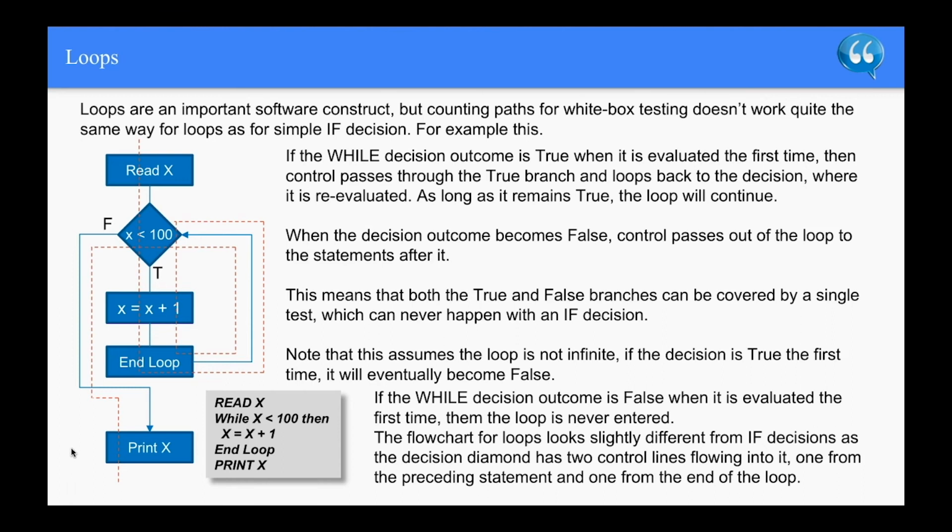This means that both the true and false branches can be covered by a single test, which can never happen with an if decision. Note that this assumes the loop is not infinite. If the decision is true the first time, it will eventually become false. If the while decision outcome is false when it's evaluated the first time, then the loop is never entered. The flowchart for loops looks slightly different from an if decision, as the decision diamond has two control lines flowing into it, one from the preceding statement and one from the end of the loop.